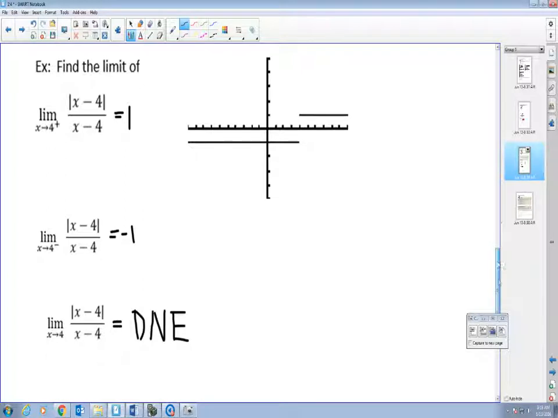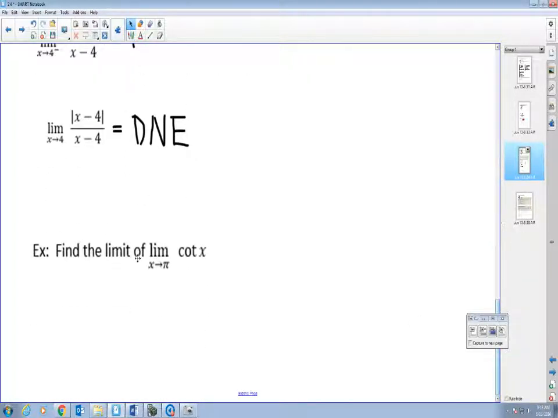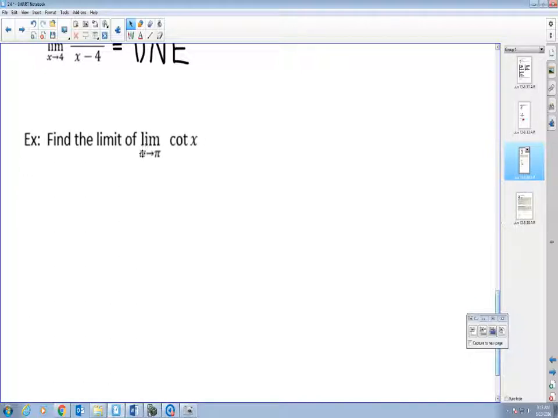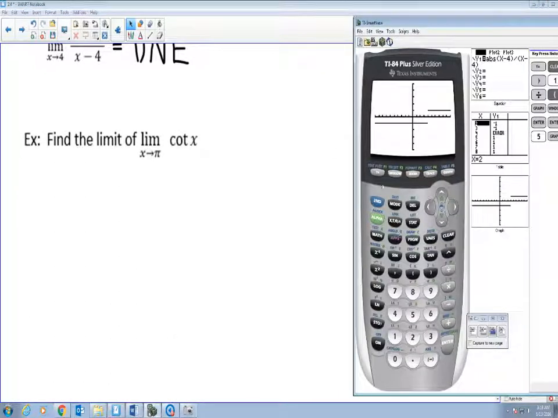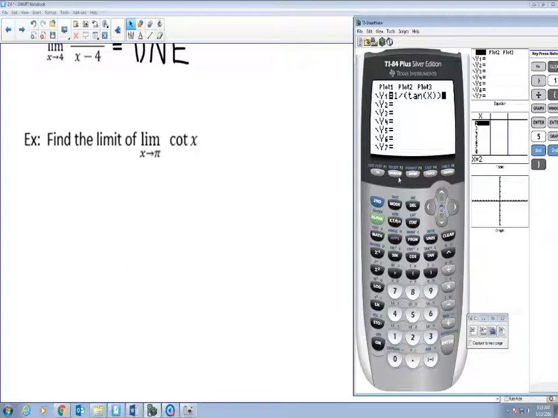Alright, let's try another example here. Find the limit of the cotangent of x as x approaches pi. So if I graph this function, cotangent is the inverse of tangent, so we will do 1 divided by tangent of x. I'm going to put my tangent in a parenthesis: 1 divided by tangent of x. I'm going to close one parenthesis for the variable, and close one parenthesis for the bottom I opened.